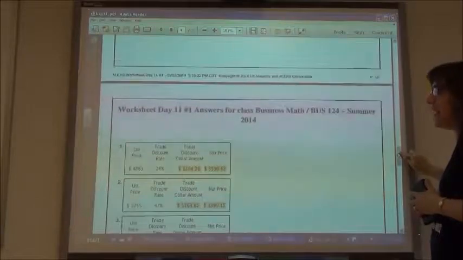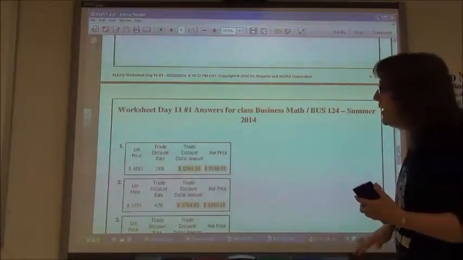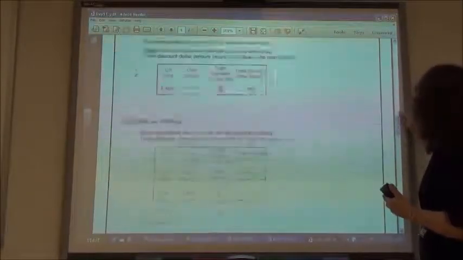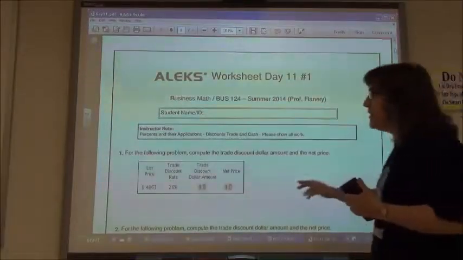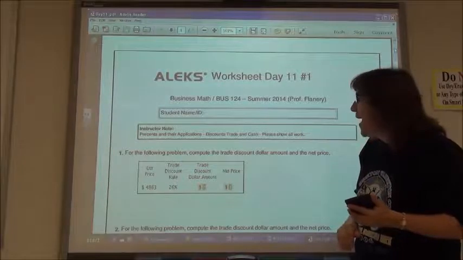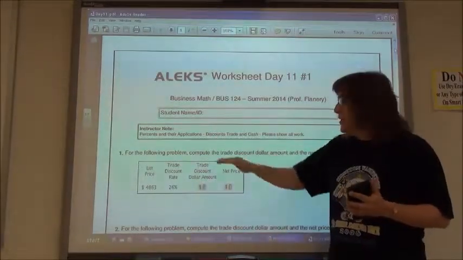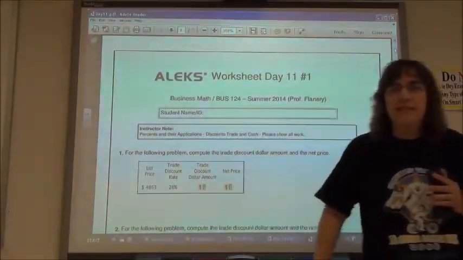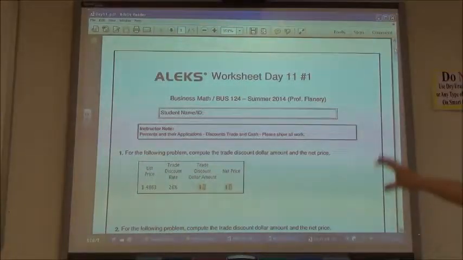And that is the end of worksheet 11. So go ahead again, check in the section of your pie chart. Again, it's under that percents and applications, and then the subheading, discounts, trade, and cash. And if you look at your syllabus, each of those have the names listed in order of how we did them. And so on homework day 11, those were the ones we covered.